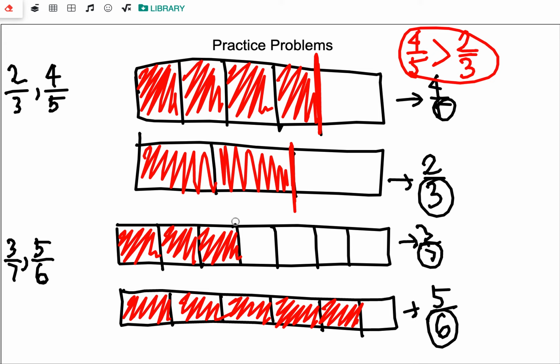Now this one's difference is clear. You have 3/7 that ends here and 5/6 that ends here. It is clearly shown that 5/6 is greater than 3/7. Therefore, 5/6 is greater than 3/7.